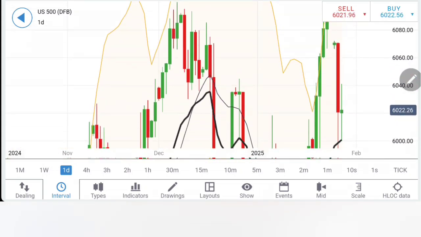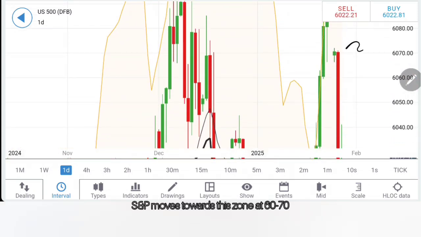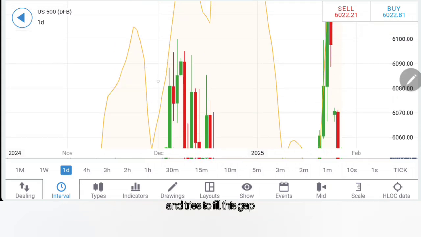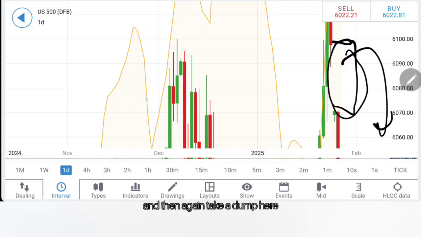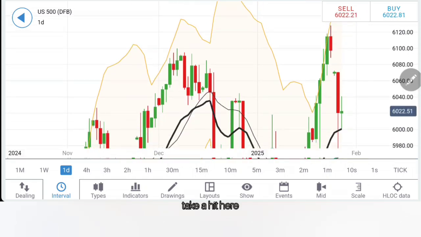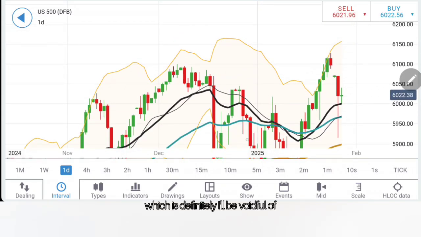First, whether S&P moves towards this zone at 60-70, and second, if it breaks and tries to fill this gap. Because see, there is one stronger possibility that it can fill the gap here and then again take a dump here, take a hit here. This is something which I'll definitely be watchful of.